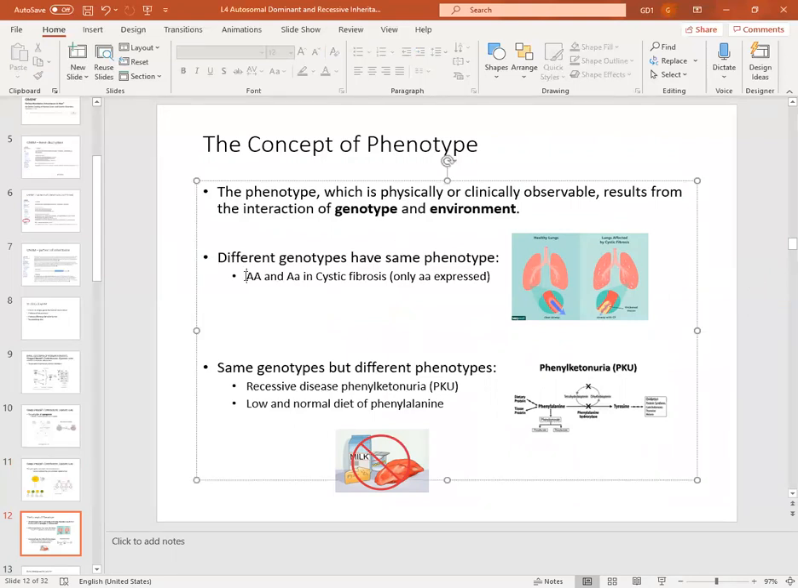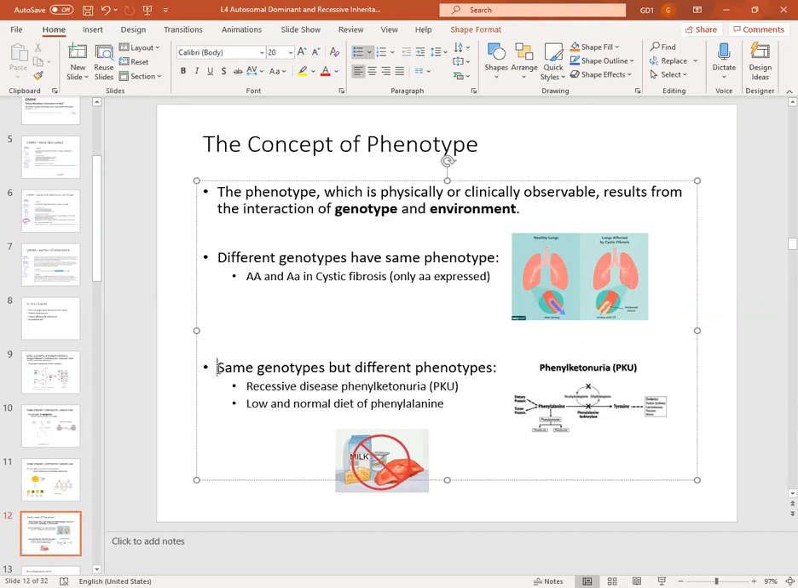For example, in cystic fibrosis, which is quite common in Europe, we have the big A big A genotype and the big A small A genotype. They do not express the disease, right? They have the same phenotype, even though they have different genotypes.